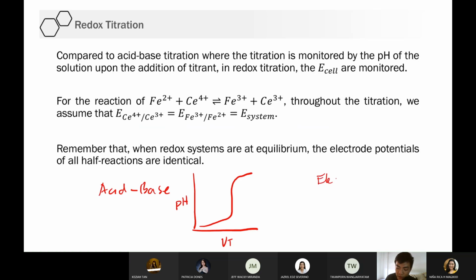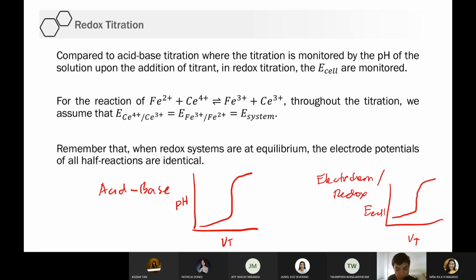But for electrochemistry, or for redox titration, the graph will look like this. Instead of using pH as the vertical axis, we use the E cell as the vertical axis, and the horizontal axis is still the volume of the titrant. So it will still have the same appearance. But again, take note that instead of having the pH as our vertical axis, we will use E cell as the vertical axis.